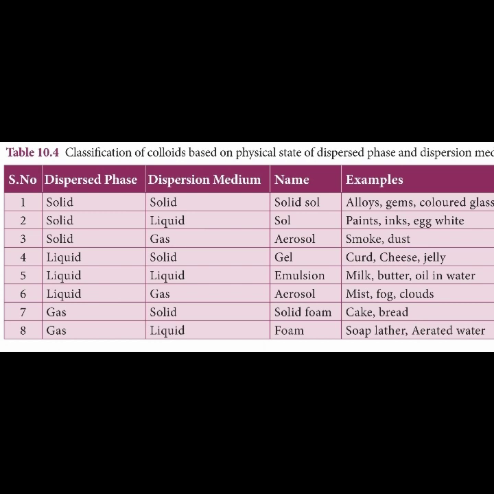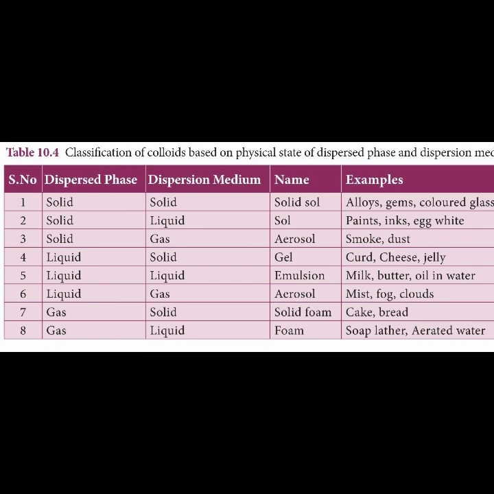Liquid in solid is a gel, for example curd, cheese, jelly. Liquid in liquid is an emulsion, for example milk, butter, oil in water. Liquid in gas is an aerosol, for example mist, fog, clouds. Gas in solid is a solid foam, for example cake, bread. Gas in liquid is a foam, for example soap lather and aerated water. These are the types of colloids based on their physical state, that is dispersed phase and dispersion medium.